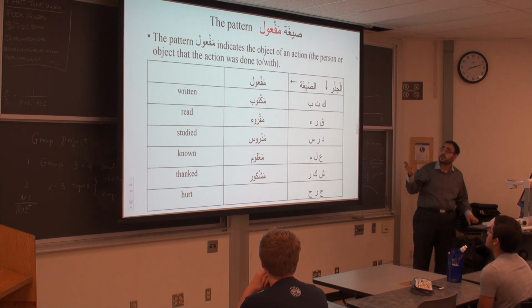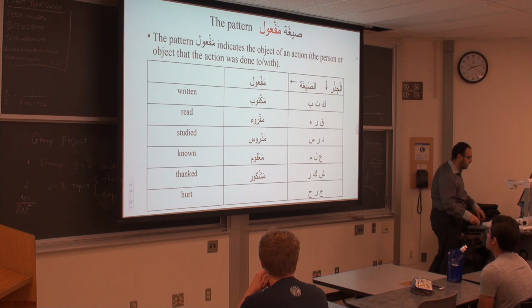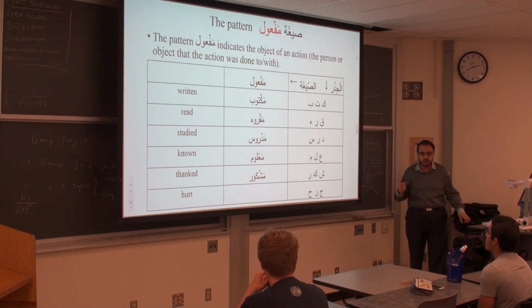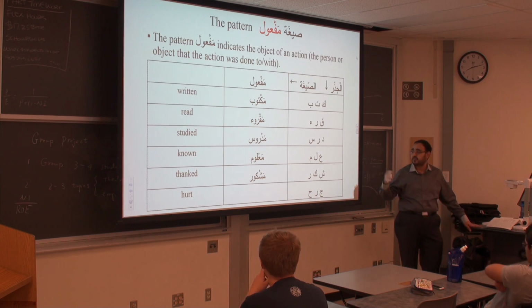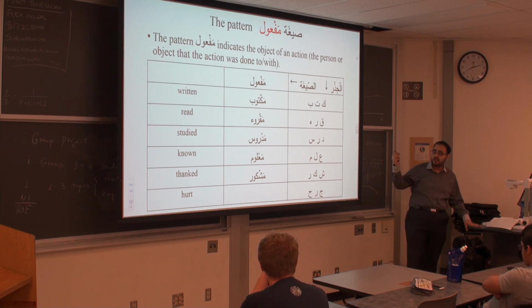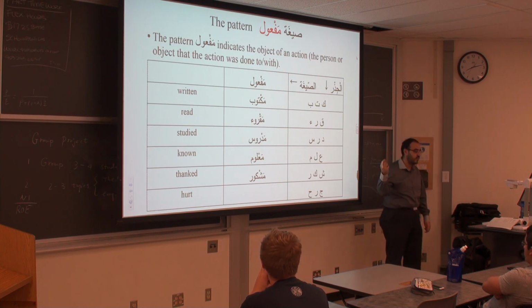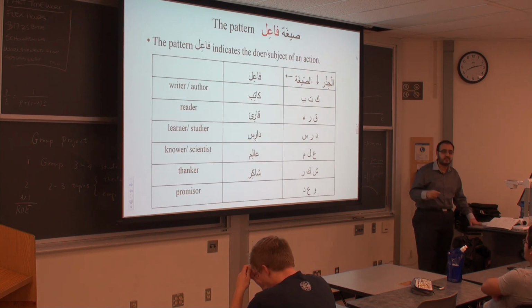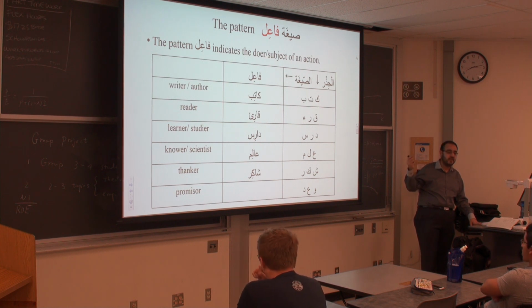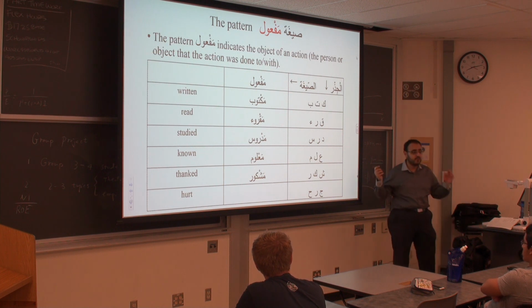So صيغة مفعول, or the pattern مفعول, is called as well اسم المفعول, literally the noun of the object, or the noun of the done to or done with. I don't prefer to use the term passive participle that you may find in your textbook. I prefer to use the term اسم المفعول, the noun of the done to or done with, or the noun of the object. And for this one I use the term اسم الفاعل, as I told you yesterday, which is literally the noun of the doer. So let's talk about the pattern مفعول.